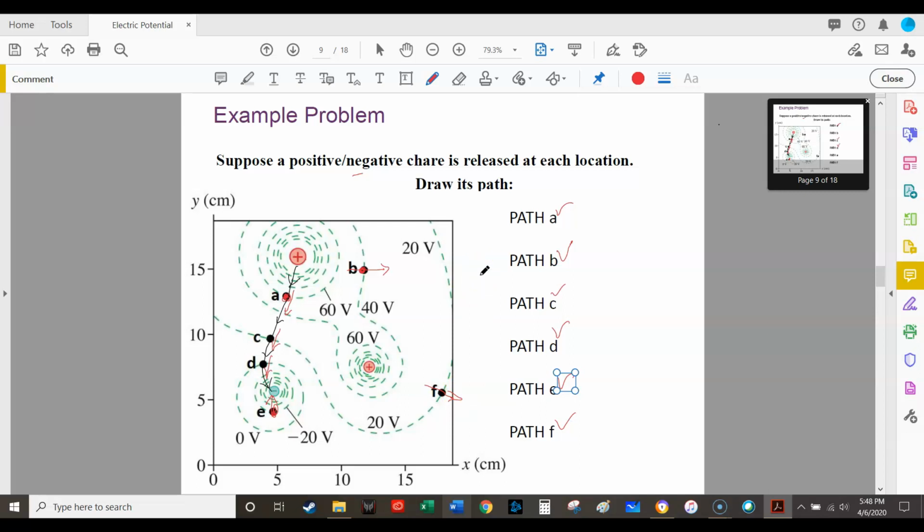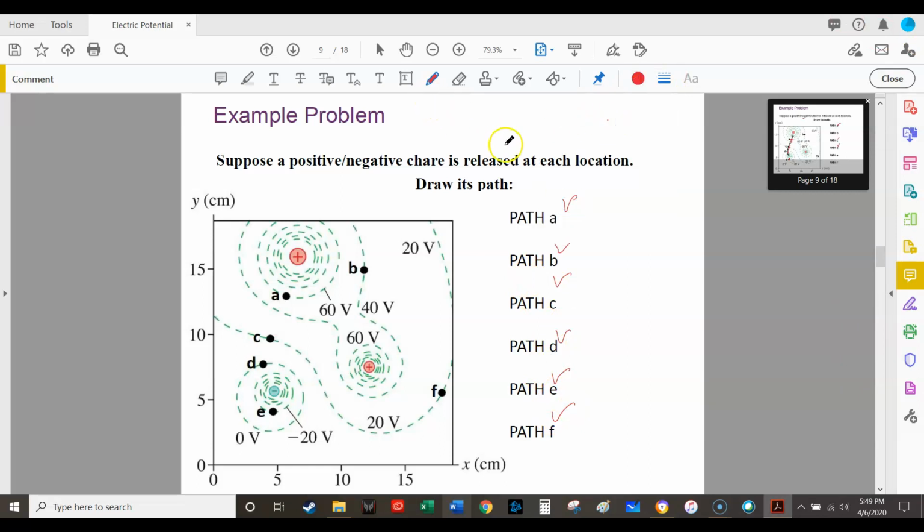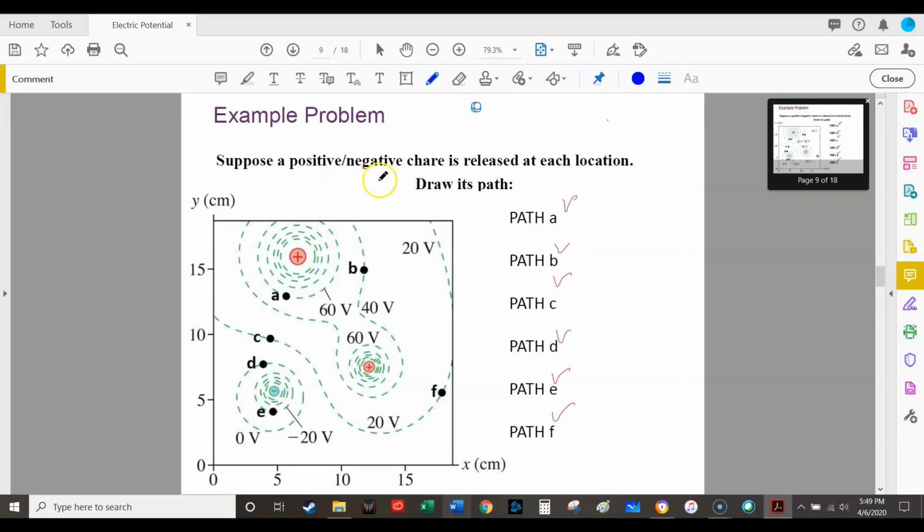Well, we've done all of those, so let's do all of this again, but let's do it for a negative charge placed at each one of those locations. Okay? So I'm going to take all these back, and now let's place a negative charge at each one of those locations. We already did the positive charge, and let's do the negative charge. All right? So I'm going to change this to blue, and we're going to go through and do what direction an electron would move.